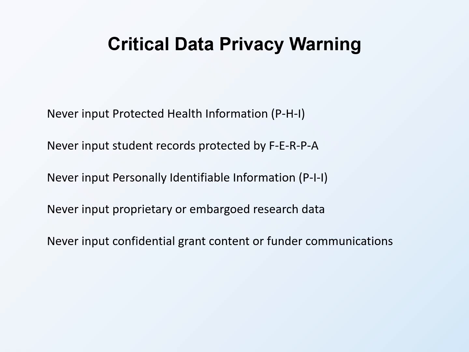Student records protected under the Family Educational Rights and Privacy Act, or FERPA, require strict confidentiality. Personally identifiable information encompasses names, addresses, social security numbers, and other identifying details. Proprietary research data, especially embargoed findings awaiting publication, could compromise intellectual property or violate research agreements. Confidential grant content and funder communications often contain sensitive organizational information. Treat every public AI tool as an insecure channel unless your organization has verified privacy guarantees through enterprise agreements.